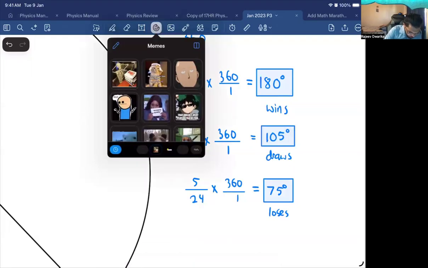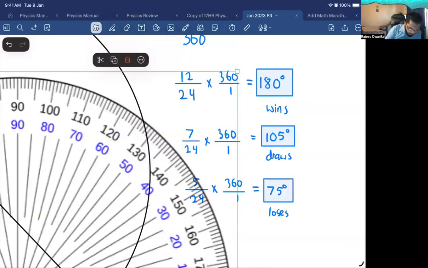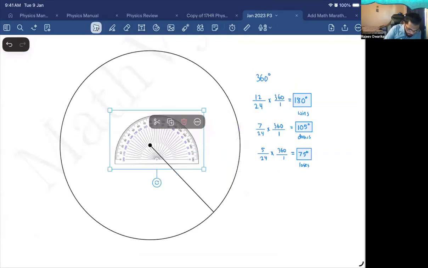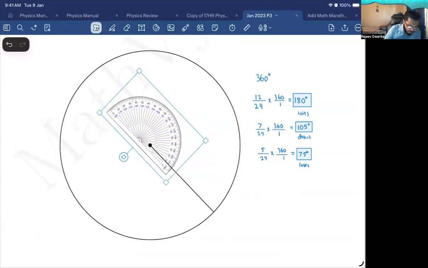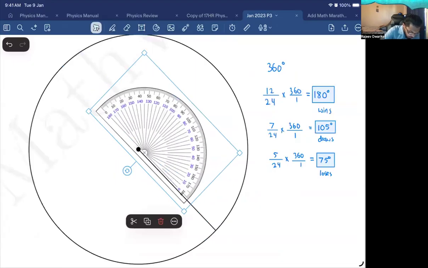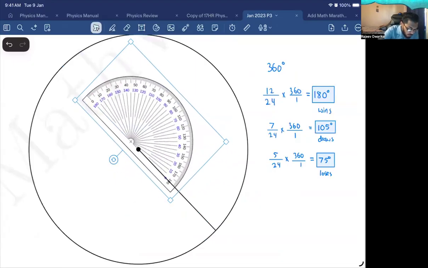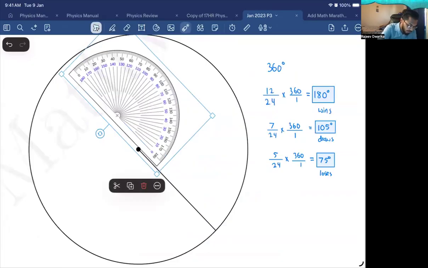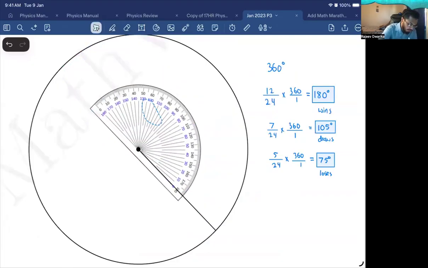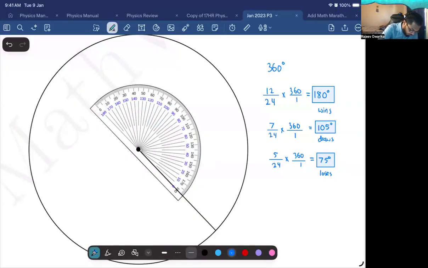So let me pull out the protractor here. For the very first one, it's going to be 180 degrees. I'm going to take my protractor and the straight line of the protractor, this part over here, and line it up at the center. Is everybody okay with what I'm doing so far? Yes, sir. It is 180 degrees. So this is what I'm going to do.